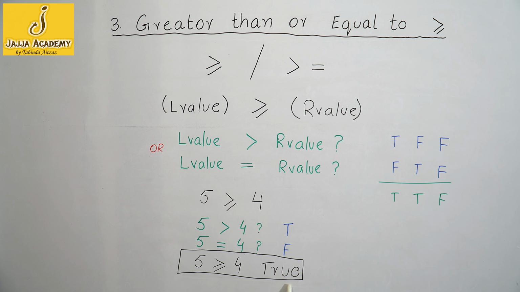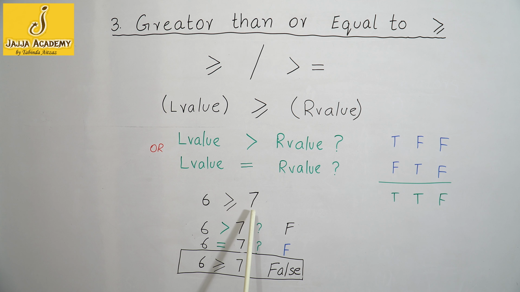Now let's see another example. 6 is greater than or equal to 7. Again it will be tested in two steps. Either 6 is greater than 7 or 6 is equal to 7. In the first comparison, 6 is greater than 7 will produce a false result. In the second condition, 6 is equal to 7, which is again false because 6 is not equal to 7. As the result produced by both conditions is false, the final result of this greater than or equal to comparison will be false.